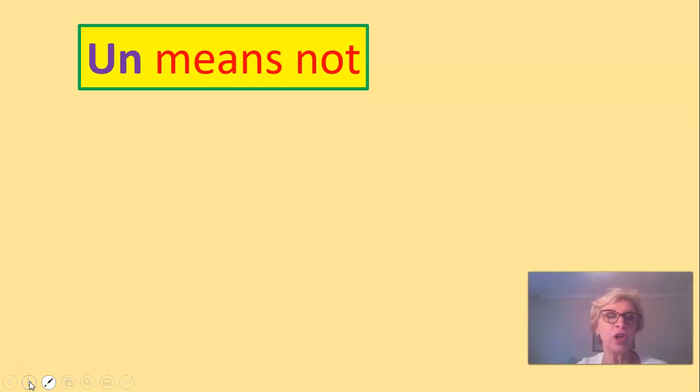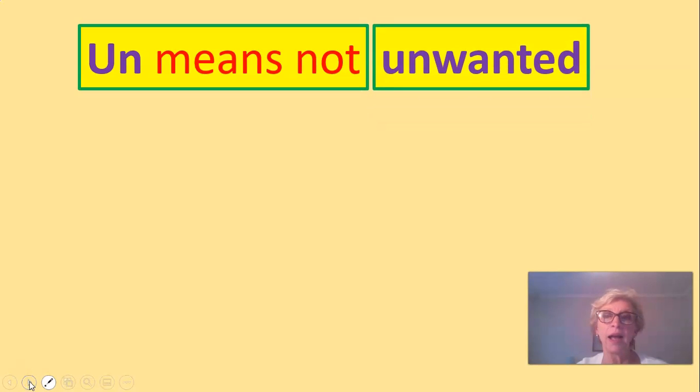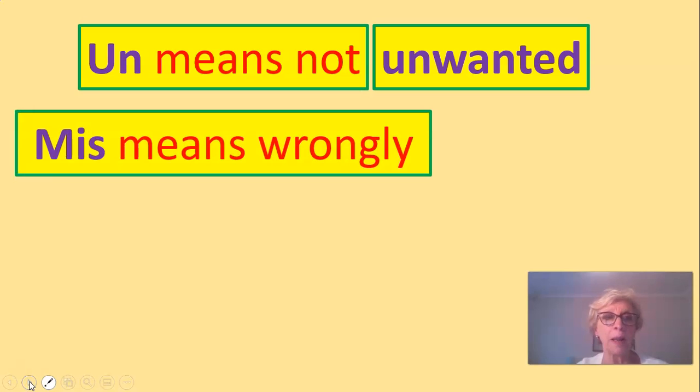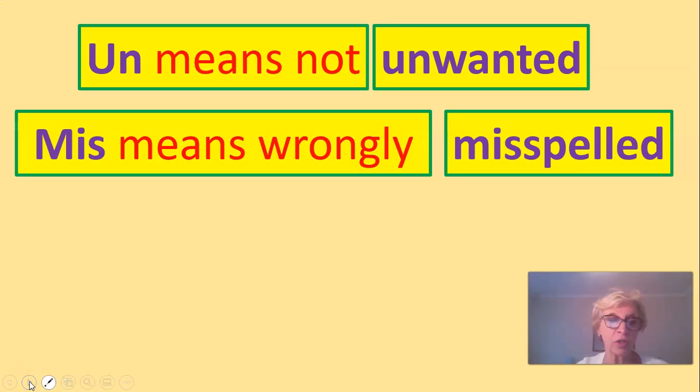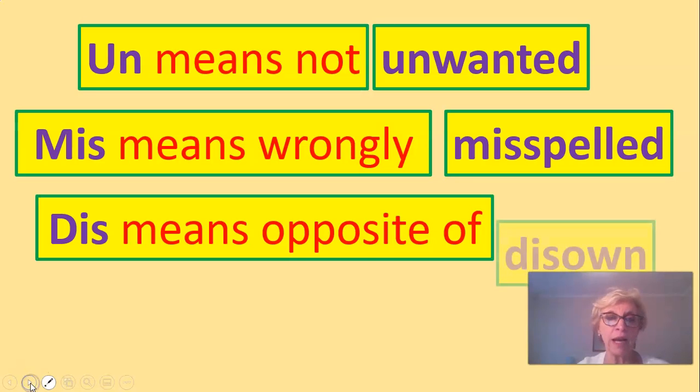Un means not. Like if you feel wanted, that's great. But if you don't feel wanted, you feel unwanted. Miss means wrongly, so you do something wrongly, like misspelling a word. If your word was misspelt, you didn't spell it correctly.